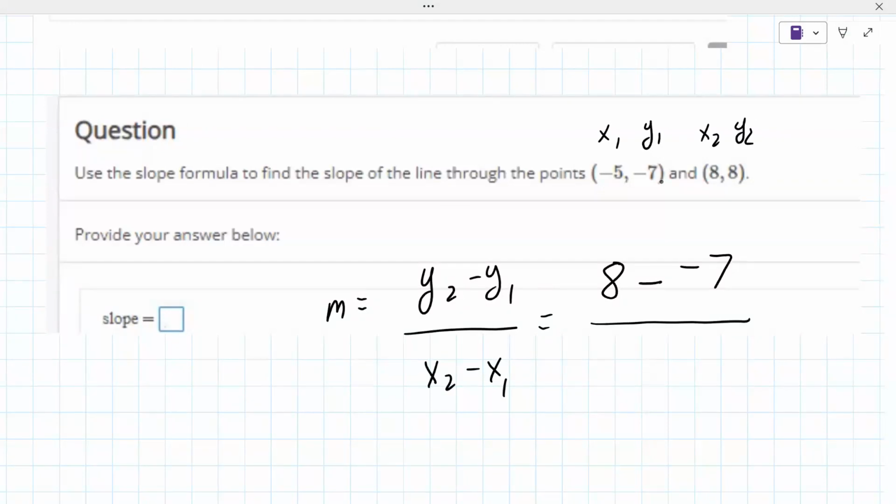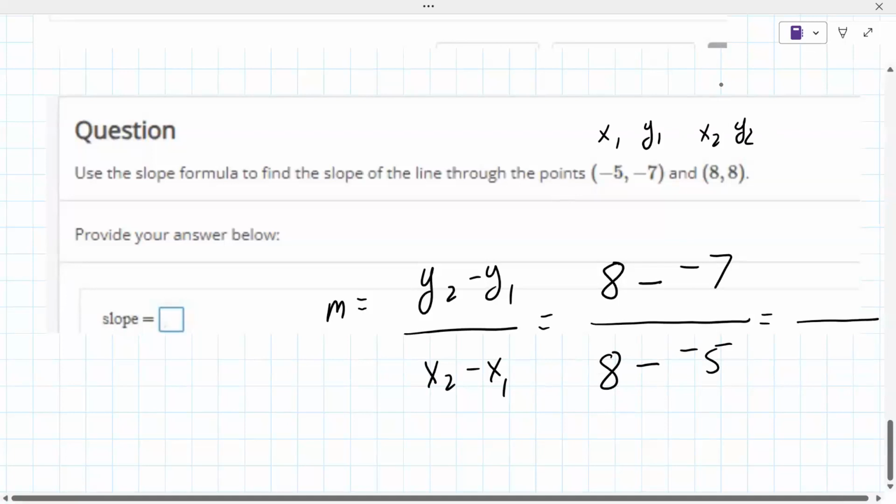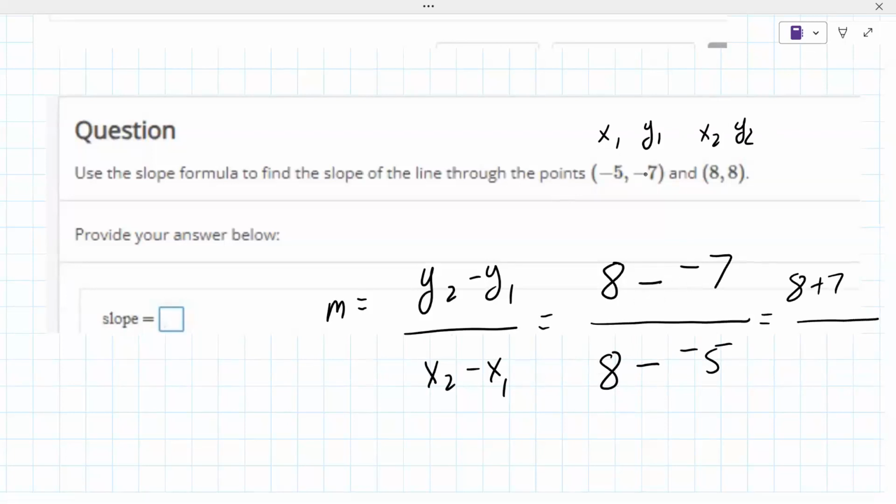What is X2? X2 is 8. It's always a minus. And what's X1? -5. I think it's really, really important to label them, especially as you're first learning this. Okay. What does the double negative become? A positive. Yeah, so you have 8 plus 7 over 8 plus 5, 15 over 13.